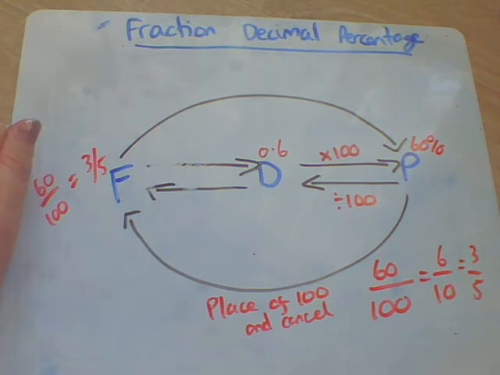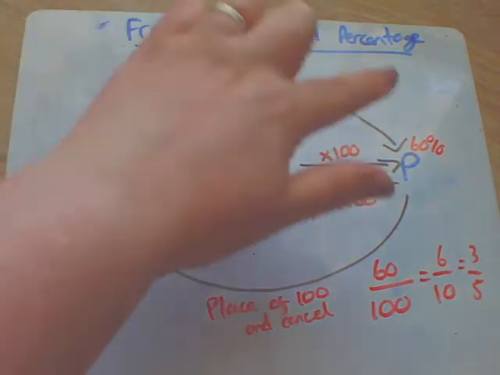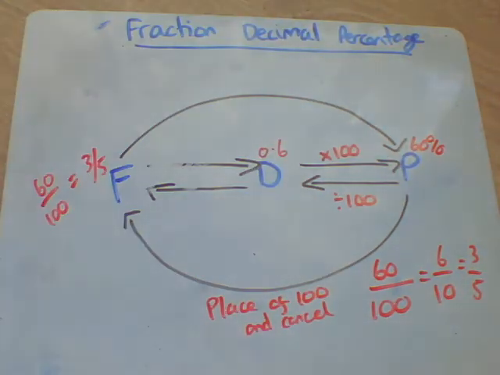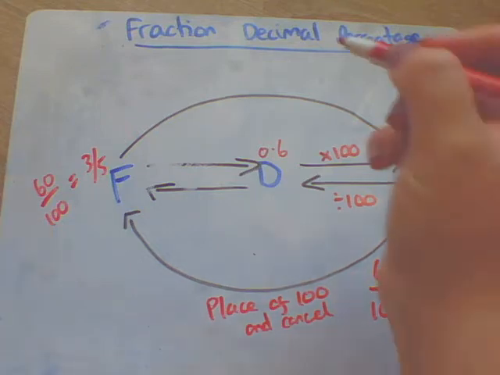Right, so how could I turn 3/5 or 60 over 100 all the way around the diagram back into a percentage? Okay, so how could I turn a fraction into a percentage? Well, if it's already out of 100, really life is nice and simple, you're going to read it off. So 60 out of 100 is 60%. But if it's not out of 100, let's give you another example.